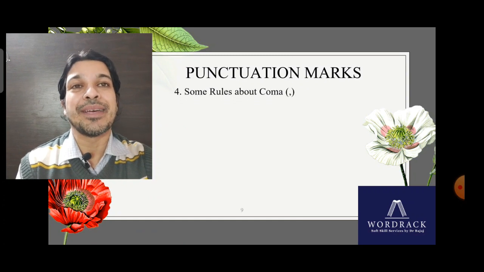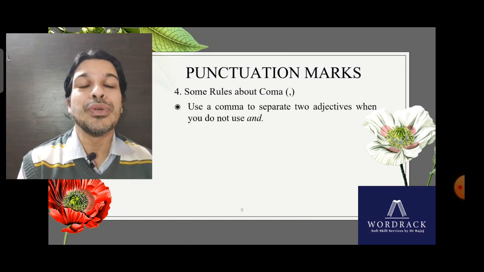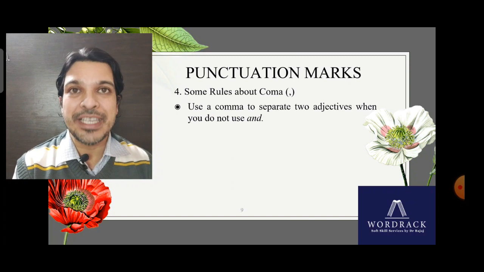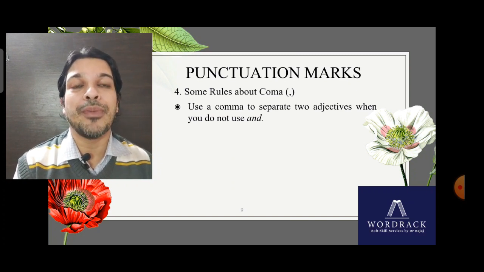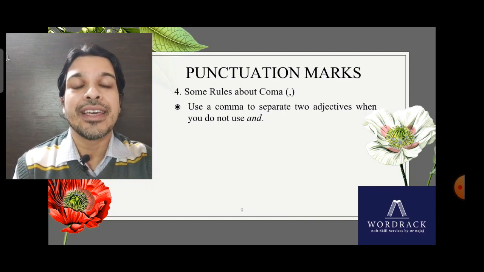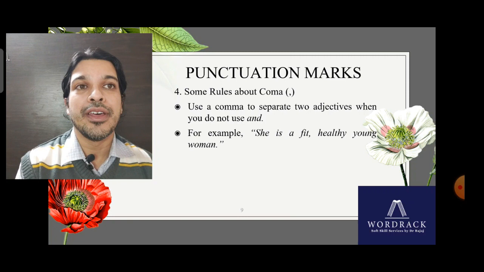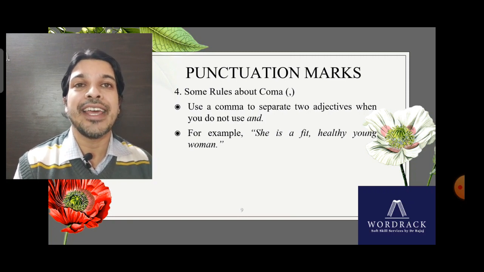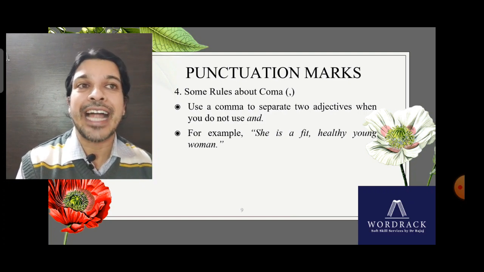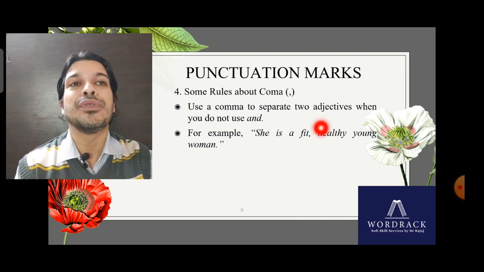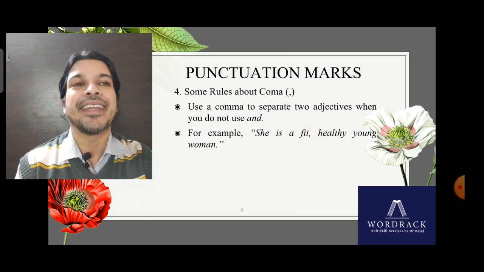Next up, some rules about comma. The first rule: use a comma to separate two adjectives when you do not use and. Now please pay attention to this, that we can use a comma to separate two adjectives and this comma can replace and. Here's the example. She's a fit, healthy young woman. So here two adjectives are fit and healthy. And in the normal situation, the sentence should have been, she is a fit and healthy young woman. So we have removed and, and instead of and, we have used a comma here, right?